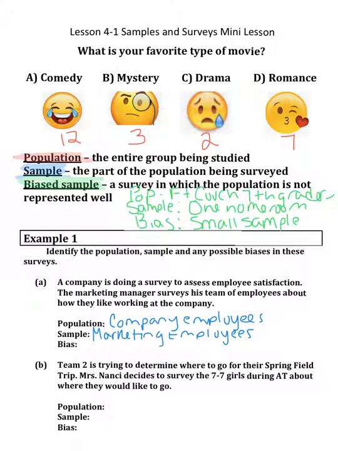So remember, a bias exists when the sample doesn't accurately represent the population. So it doesn't mean everyone has to be included. Remember, the point of a survey is not to ask everybody. It's to ask a smaller group in order to represent the entire group. In this case, they chose the marketing employees.